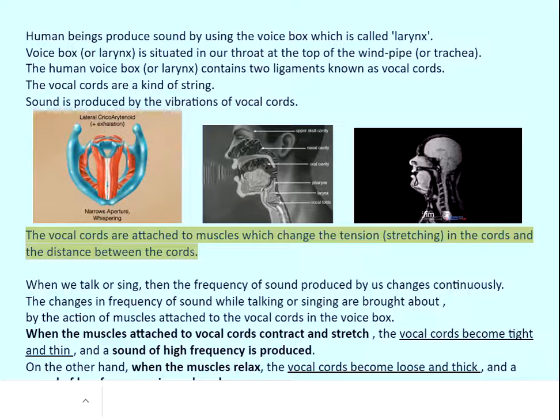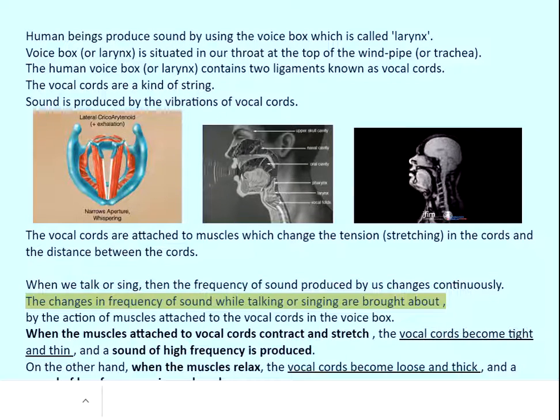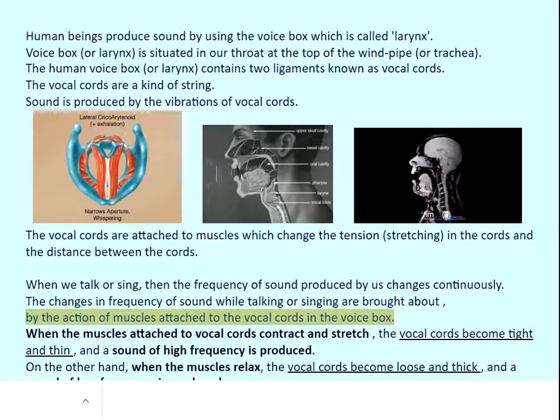The vocal cords are attached to muscles which change the tension, stretching, in the cords and the distance between the cords. When we talk or sing, then the frequency of sound produced by us changes continuously. The changes in frequency of sound while talking or singing are brought about by the action of muscles attached to the vocal cords in the voice box.